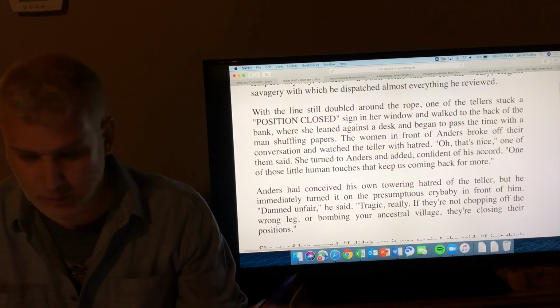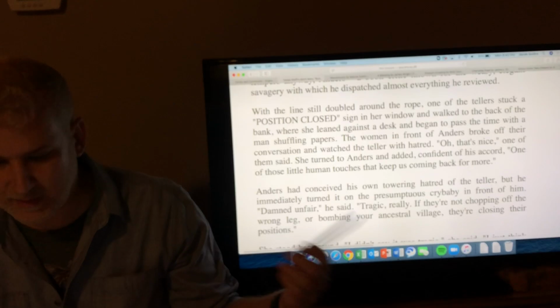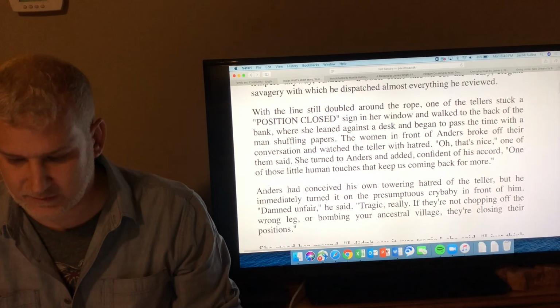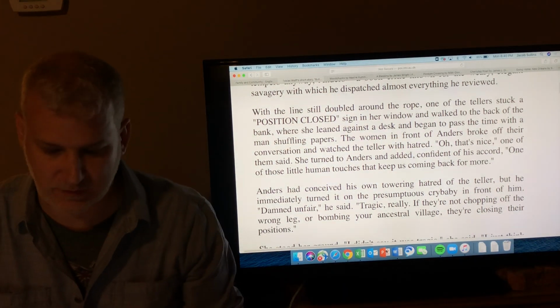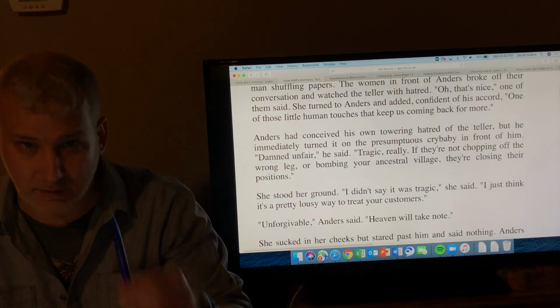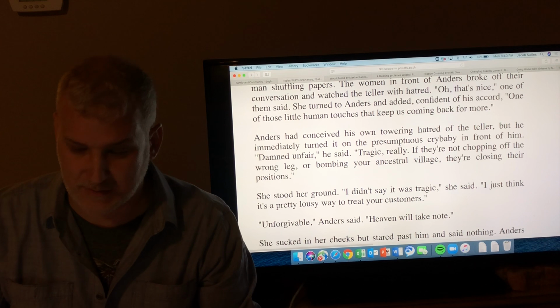The woman in front of Anders broke off their conversation and watched the teller with hatred. "Oh, that's nice," one of them said. She turned to Anders and added, confident of his accord, "One of those little human touches that keeps us coming back for more." Anders had conceived his own towering hatred of the teller.